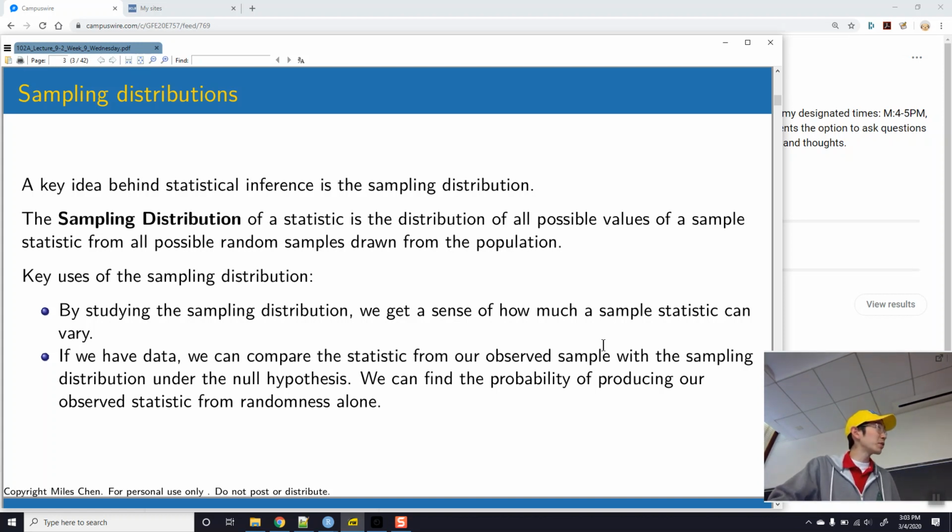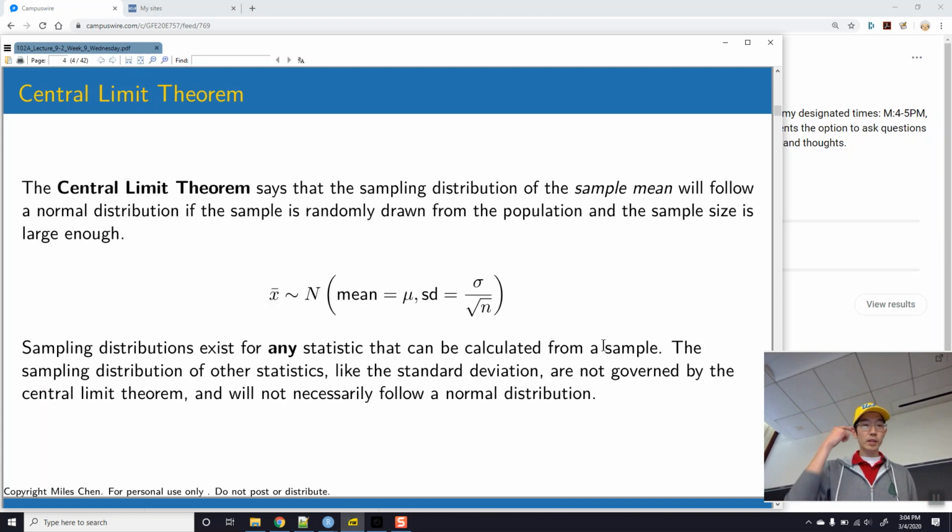Okay, so the sampling distribution of a statistic is the distribution of all possible values of a sample statistic from all possible random samples drawn from the population. By studying the sampling distribution, we can get a sense of how much a sample statistic can vary. And if you have actual data, we can compare that observed statistic from your observed sample with the sampling distribution that we might generate if the null hypothesis were true. And then from there, you can calculate your p-values and things like that. So everything's based around a sampling distribution.